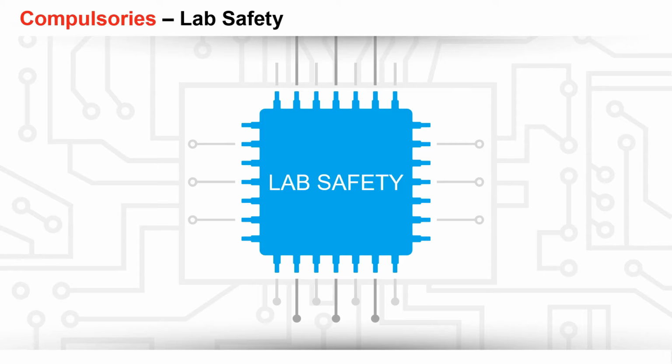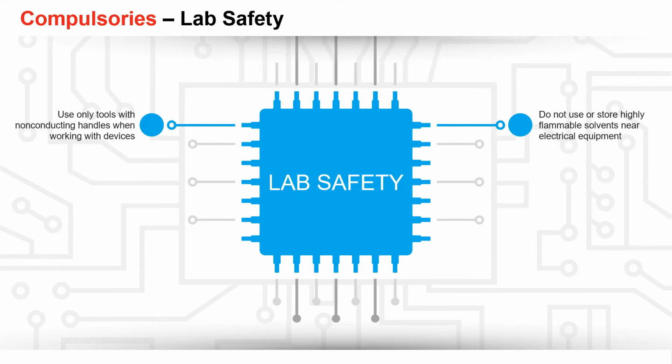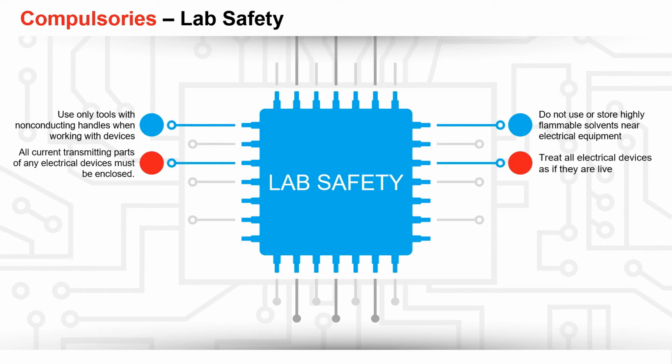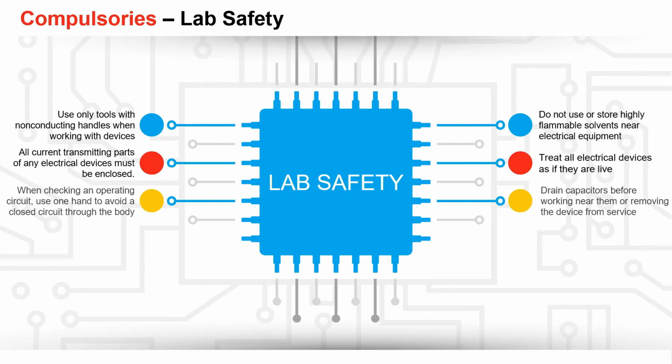Before proceeding to this lab, we must perform the compulsory reminder about lab safety. Use only tools with non-conducting handles when working with devices. Do not use or store highly flammable solvents near electrical equipment. All current transmitting parts of any electrical device must be enclosed. Treat all electrical devices as if they are alive. When checking an operating circuit, use one hand to avoid closing a circuit through your body.